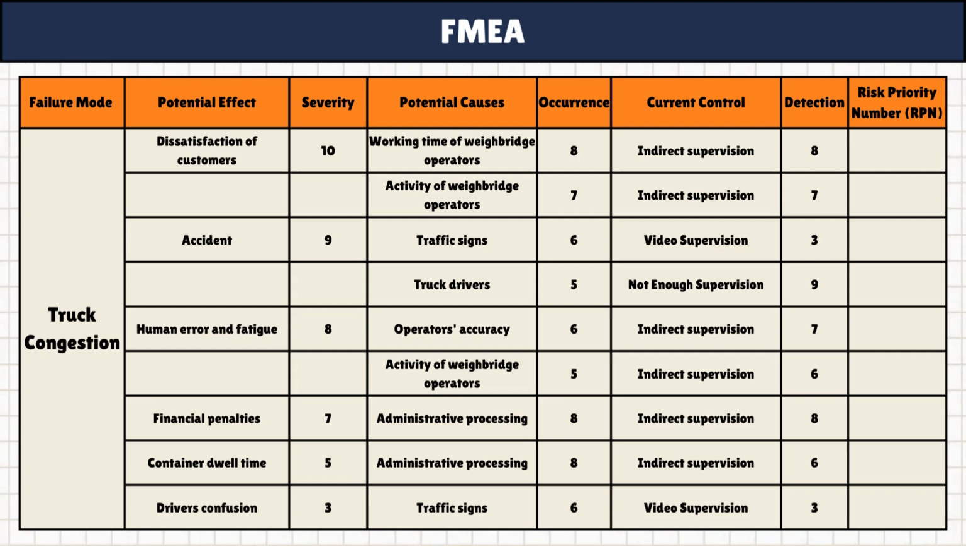Now, we calculate the risk priority number, which is nothing but severity times occurrence times detection. The higher the RPN, the higher the priority. And there we have it. These are our top 4 causes, the critical Xs affecting our Ys or CTQ.